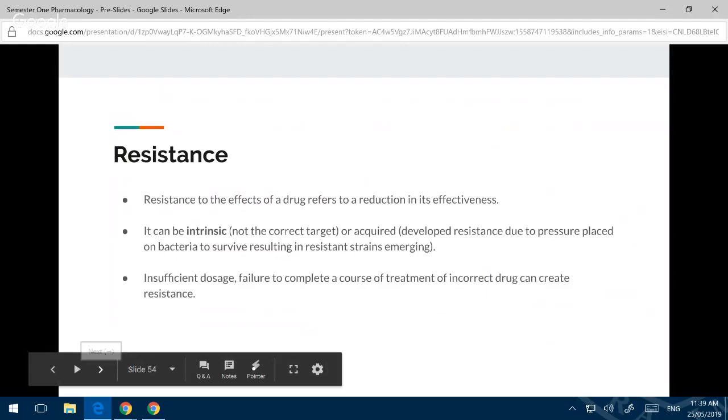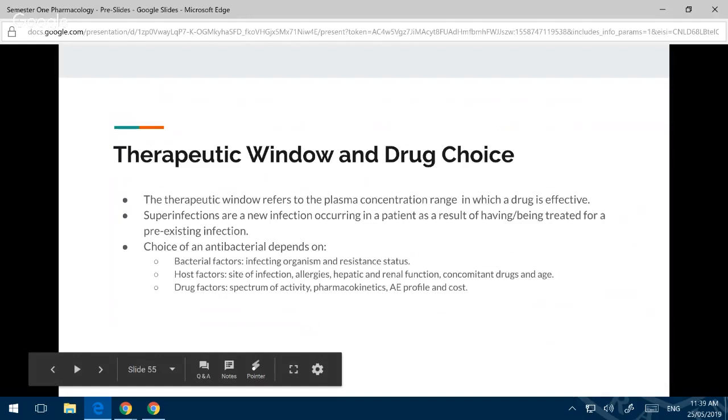Therapeutic window refers to the plasma concentration range in which a drug is effective. And you're going to choose an antibiotic based on a bunch of things like bacterial factors, host factors, and drug factors.